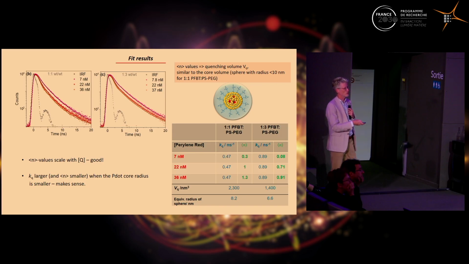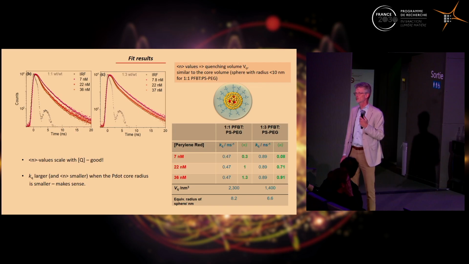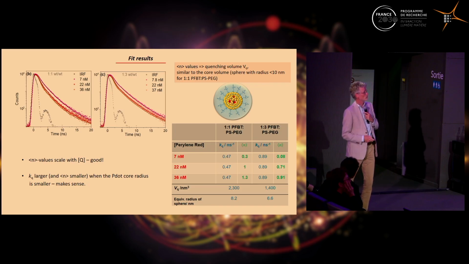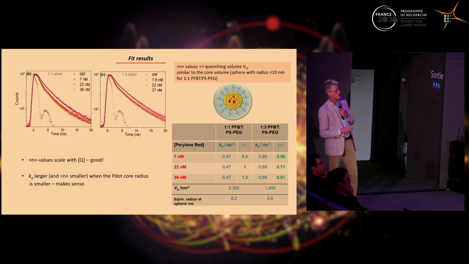And then we get quenching volumes in the 2 different cases of 2,300 cubic nanometers. This is equivalent to 8.2 and 6.6 nanometer spheres. This fits within all experimental error of our estimate of how large our cores are. We think that these volumes are actually limited by the cores. So good. This is a very efficient exciton diffusion in the entire core.